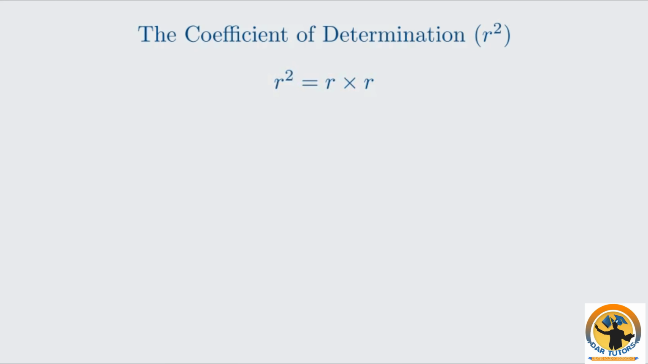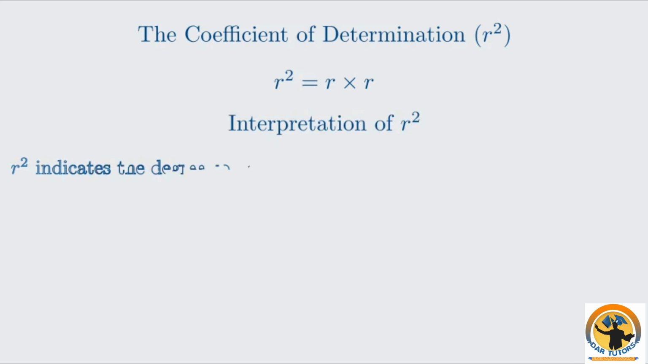The beauty of R squared lies in its interpretation. When a causal relationship can be assumed or is highly plausible, R squared represents the proportion of the variation in the dependent variable that can be explained by the independent variable. In other words, it tells us what percentage of the changes in y are accounted for by the changes in x.